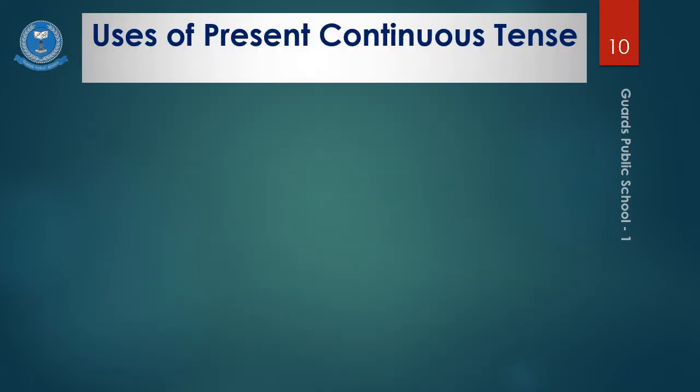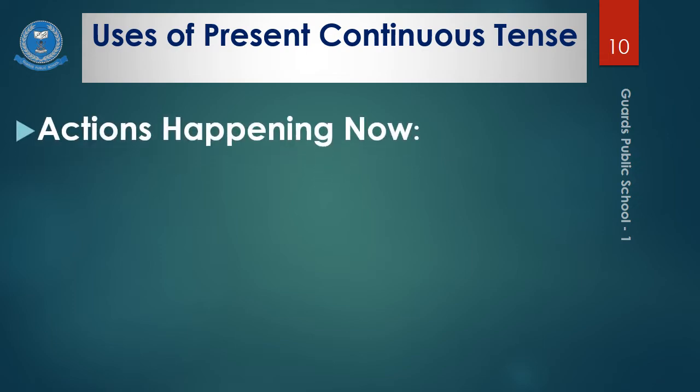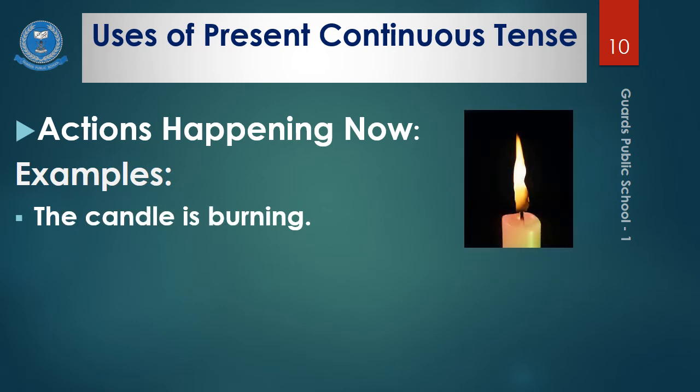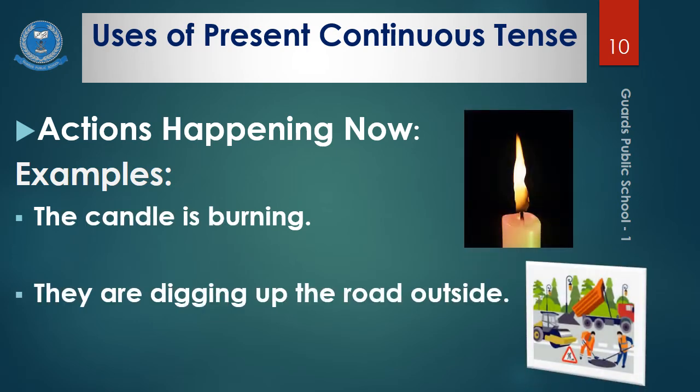The present continuous tense can be a little confusing because it has several different uses. In this video, we will learn how we can use the present continuous tense. We use present continuous for the actions that are still happening at the time of speaking. For example, the candle is burning, they are digging up the road outside.